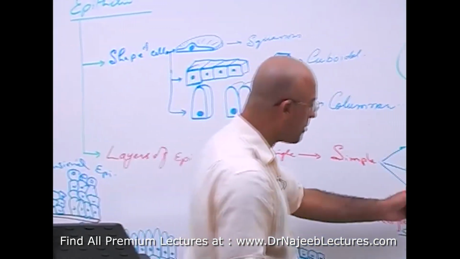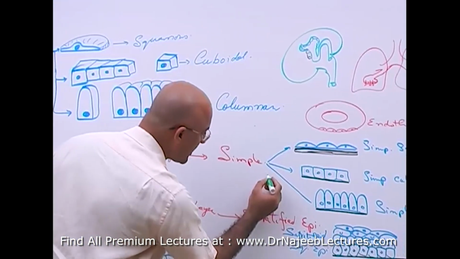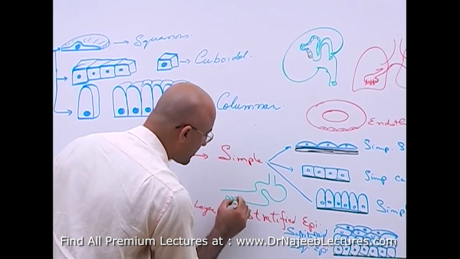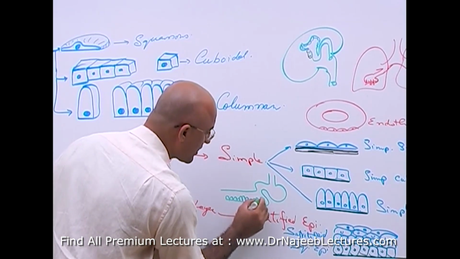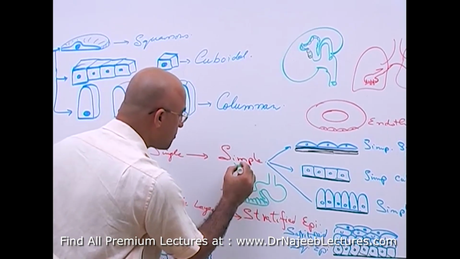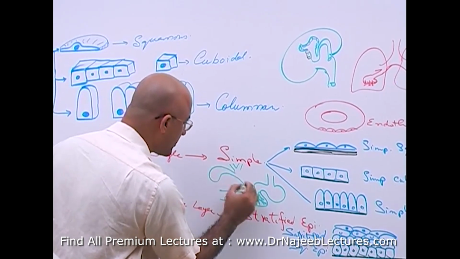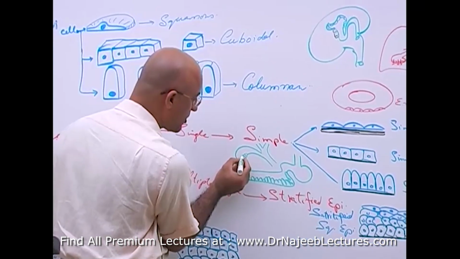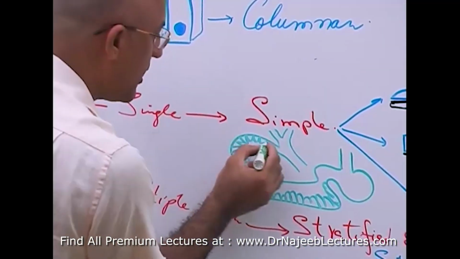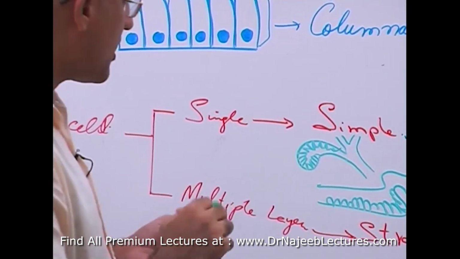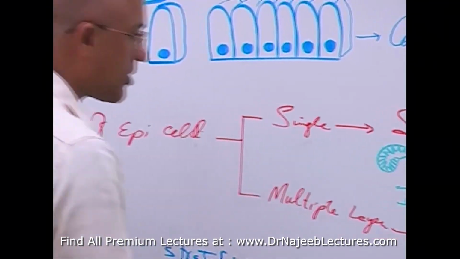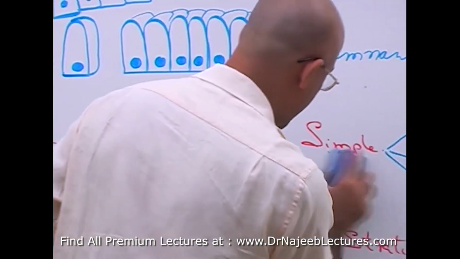Then we come to simple columnar epithelium. Classically, this epithelium is present in the gastrointestinal system, right? Simple columnar is present in the gastrointestinal lining, stomach, small intestine, large intestine, and it is also present in, what is this tissue? Gallbladder. So simple columnar is also present in the gallbladder.